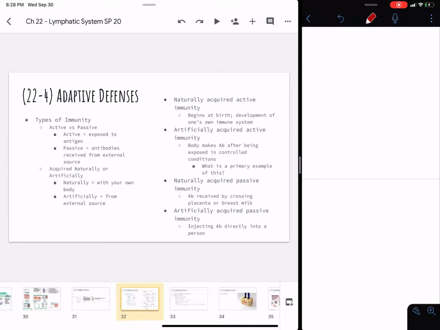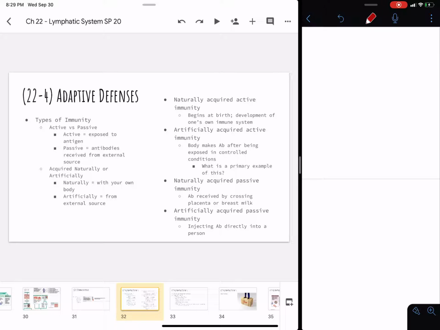The last 2 examples. Naturally acquired passive immunity. This is where we're not needing to activate our own immune system. Instead of developing our own antibodies, we're able to get the antibodies from somewhere else. And if we're naturally getting it from somewhere else, that means that they're not man-made, they're made from another human. The classic example here is where we're receiving antibodies in infancy while drinking breast milk.